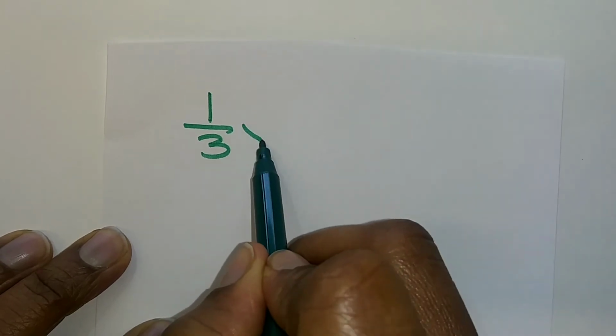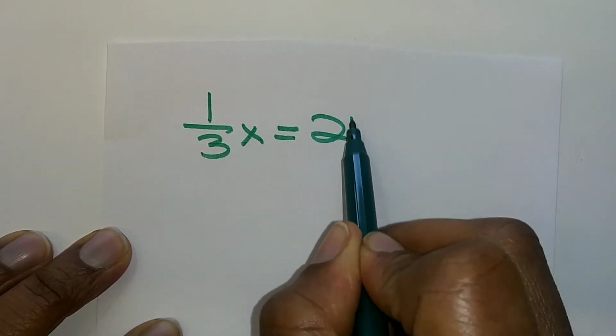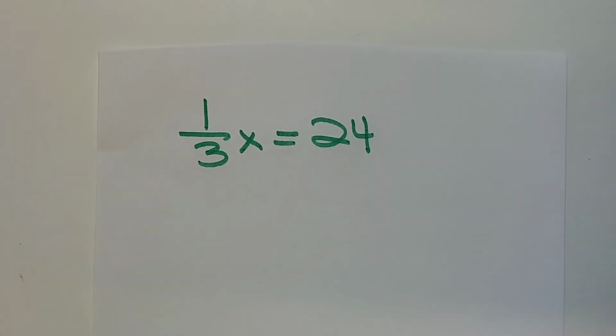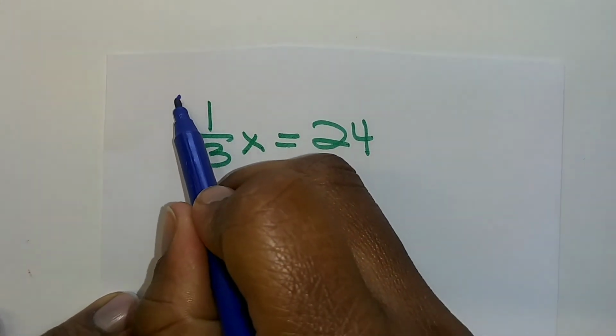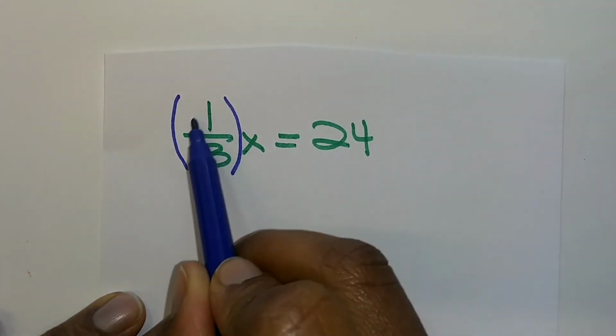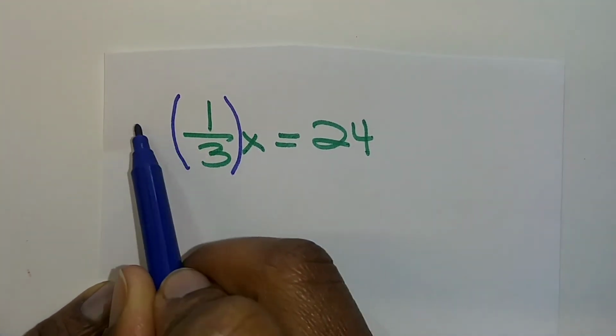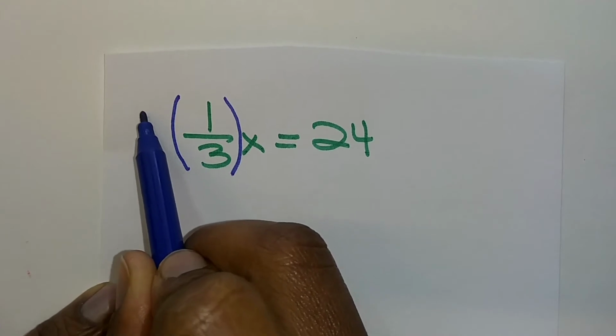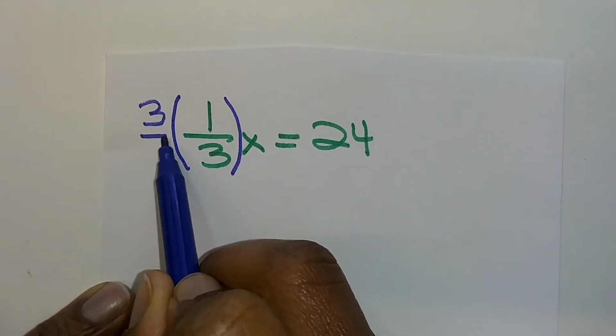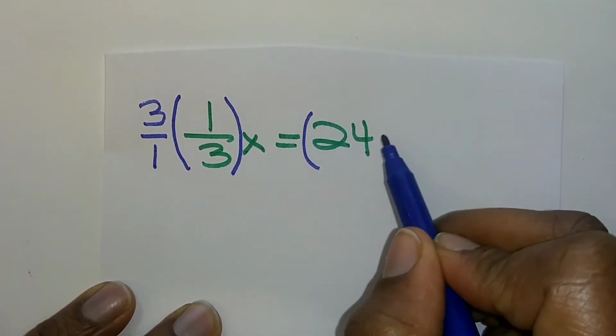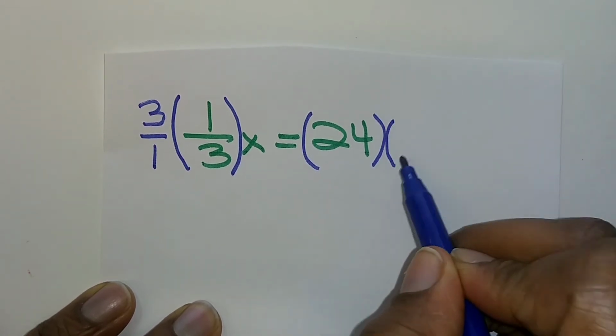What if we had 1/3 x? It's the same as 24. Okay, no worries. What we want to do is we want to multiply. The goal is to get the coefficient, which is this number in front of the variable, to 1 whole. All right, so we multiply times its reciprocal, but let's go ahead and keep this equation balanced.